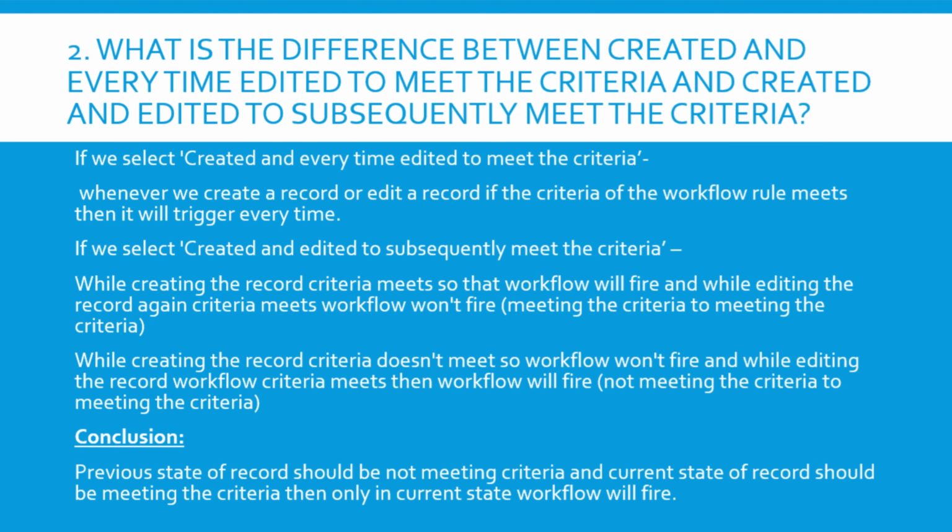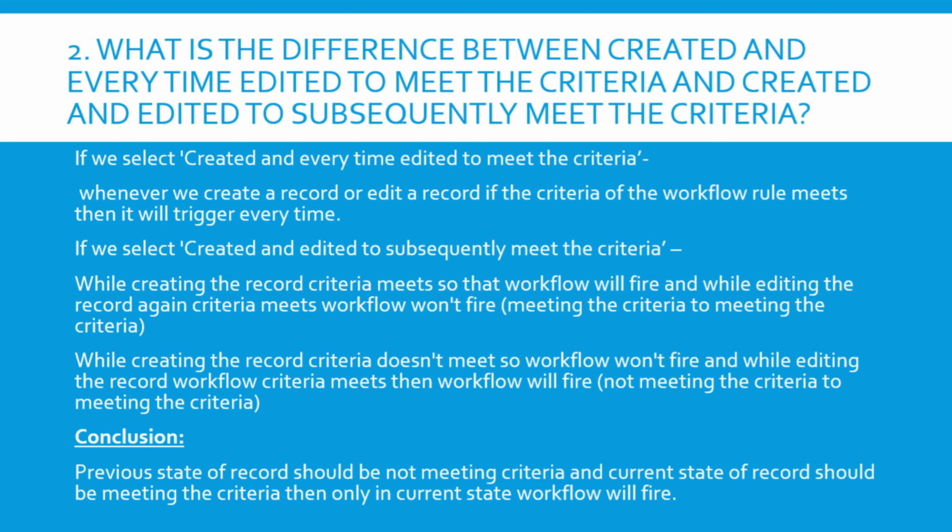2. What is the difference between created and every time edited to meet the criteria and created and edited to subsequently meet the criteria? If we select created and every time edited to meet the criteria, whenever we create a record or edit a record, if the criteria of the workflow rule meets, then it will trigger every time.